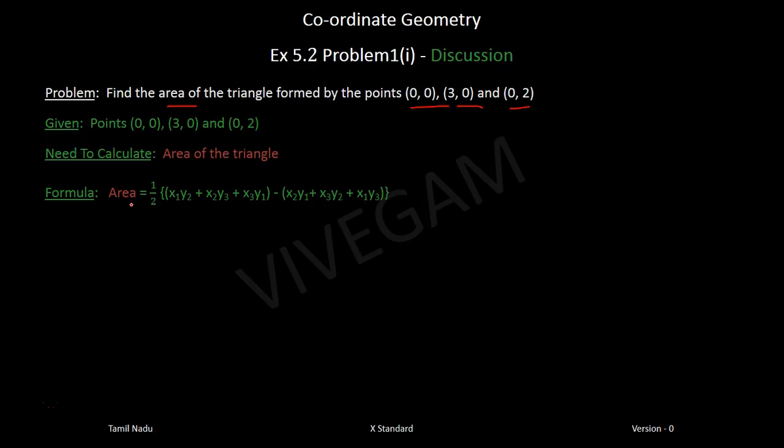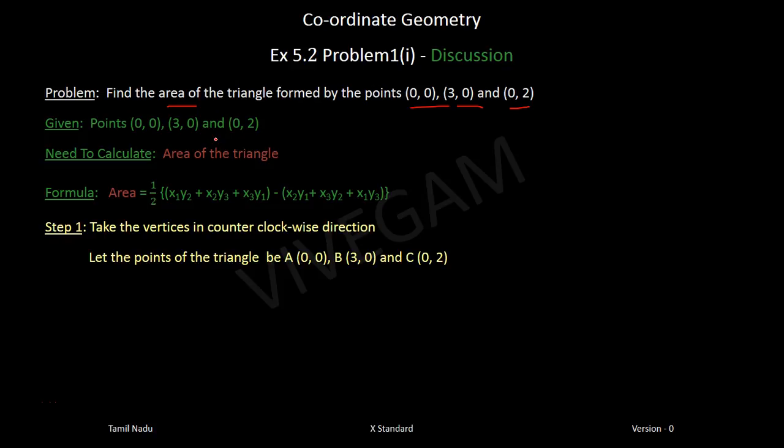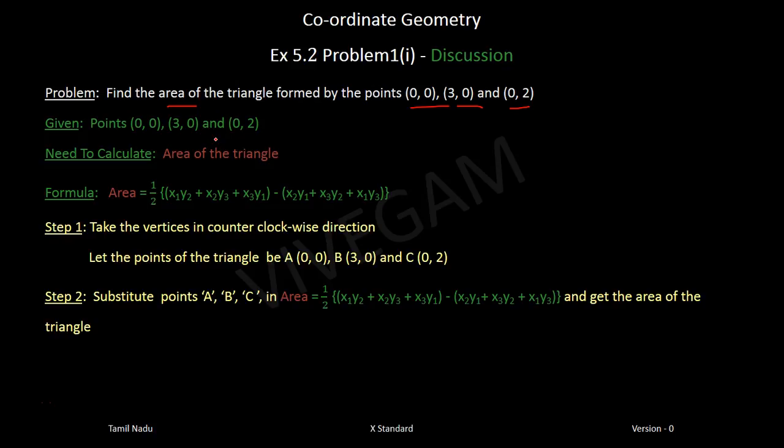But the only point is the points must be taken in a counterclockwise direction, otherwise you will get the area as negative. So the first step is to take the vertices in the counterclockwise direction. Let the points of the triangle be A (0, 0), B (3, 0) and C (0, 2). Substitute the points A, B, C in the area formula and get the area of the triangle.